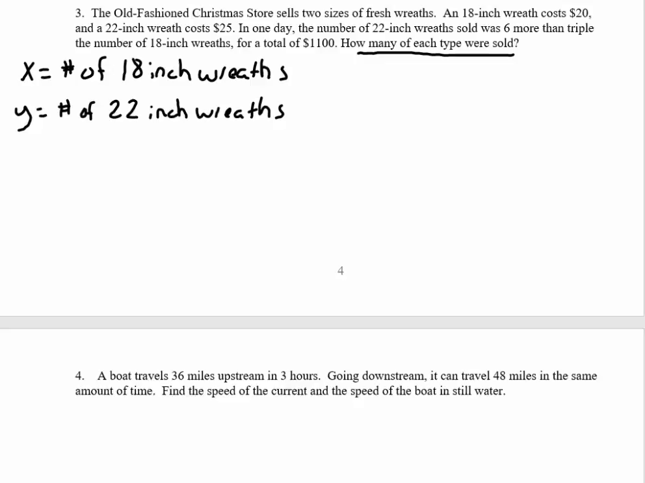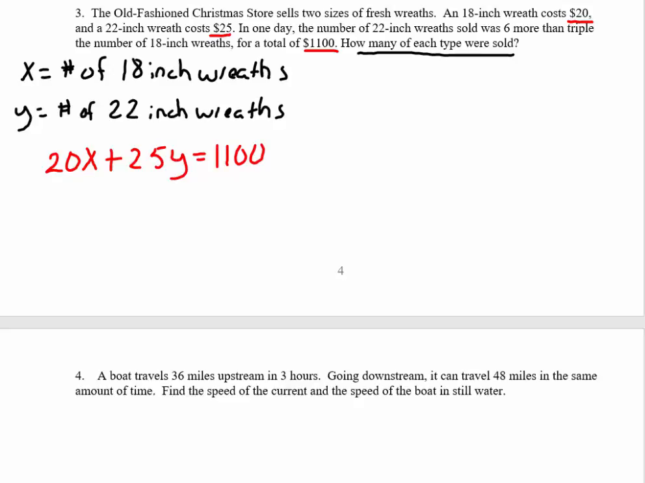So now let's go ahead and start trying to translate the sentences. Again, being picky, I know that the 18-inch wreaths cost $20 apiece, the 22-inch wreaths cost $25 apiece, and the total is $1,100. So we can say that 20 times x plus 25 times y is going to equal 1,100.